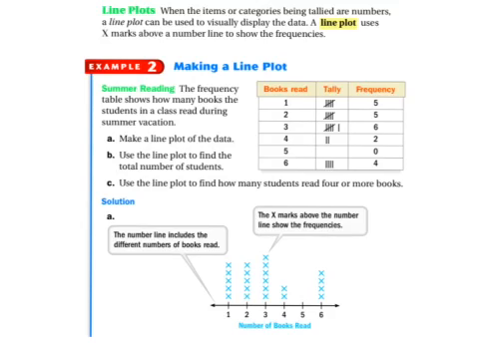But here, we're going to look at an example that is a good way to use a line plot. So the frequency table shows how many books the students in the class read during the summer vacation. So some people read 1, 2, 3, 4, 5, or 6 books. And the tally marks show how many students that was, and then the frequency is the number written numerically. Part A says to make a line plot of the data. So if you take a look below, you'll see that the line plot actually starts with just a number line. You just draw a number line and you number it, whatever your numbers are.